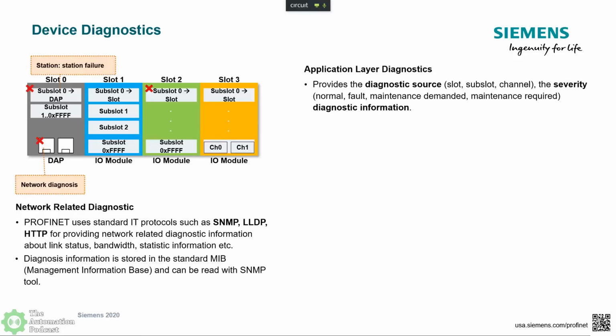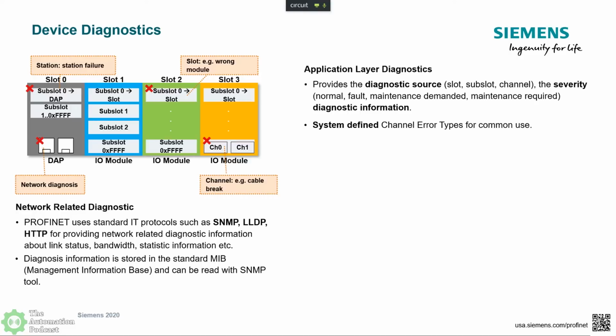Yeah, and then we have the application layer diagnostics. So the application layer diagnostics provides PROFINET-specific diagnosis. Besides the diagnostic information itself, the diagnostic source, as well as the severity of the fault, is provided. A severity can be normal operation, it could be a fault, it could be maintenance demanded or maintenance required. So not every diagnosis has to be a fault. It can also be maintenance issues or whatever.